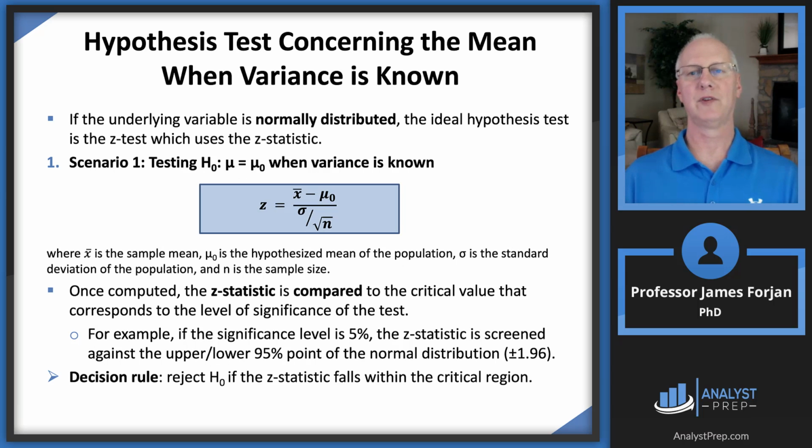All right, how about hypothesis tests concerning the mean when the variance is known? Here's our null hypothesis when the variance is known. So we're going to use the Z statistic. We're going to compare that to a critical value. And since we're doing a 95% level of confidence, we're going to use that 1.96. Remember, I said that's kind of close to 0, so plus or minus 1.96. So our decision rule is to reject the null hypothesis if the Z statistic falls within that critical region.